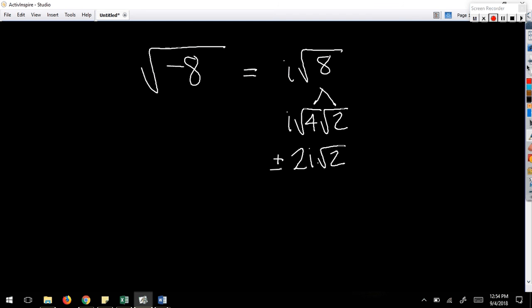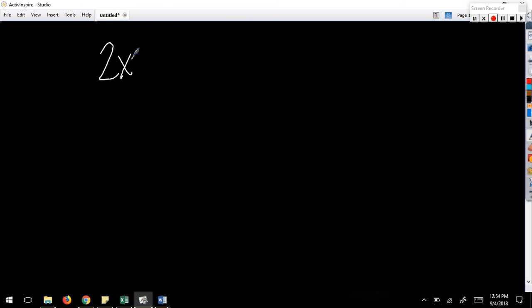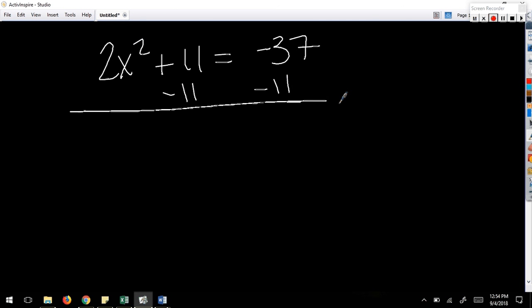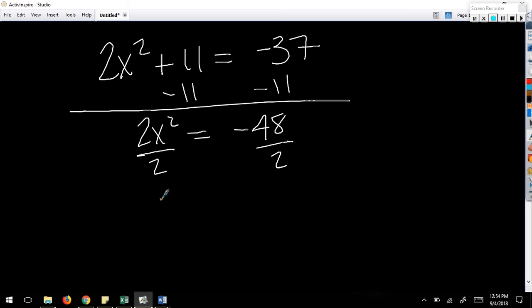So let's say that I have 2x squared plus 11 equals negative 37. And I need to solve that. What do you do? Minus 11. Okay, well now I have 2x squared equals negative 48. Close. Divide by 2 first because I need to go opposite order of operations. So I've got x squared equals negative 24. Now I square root.